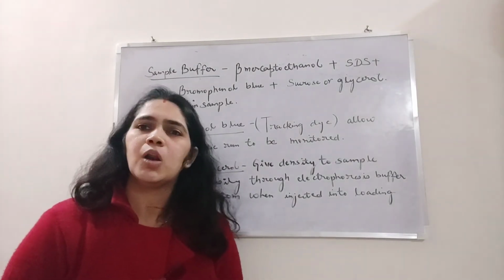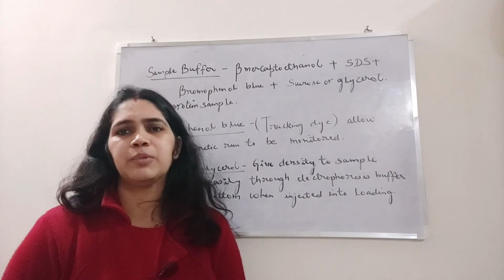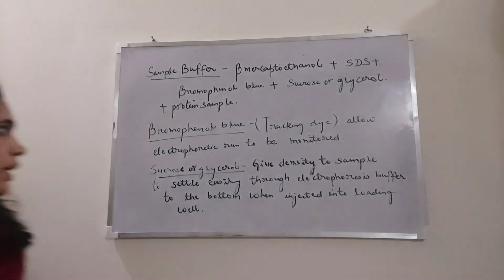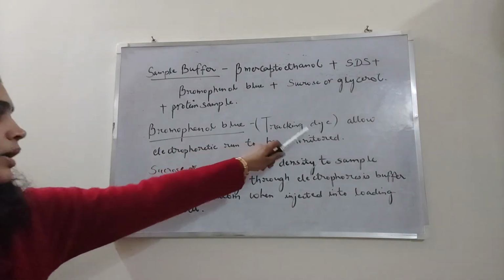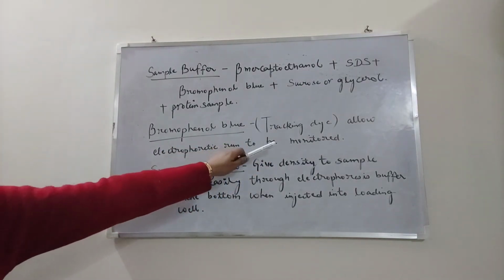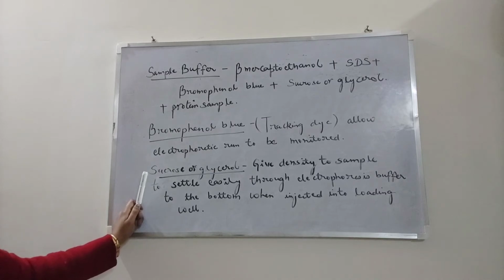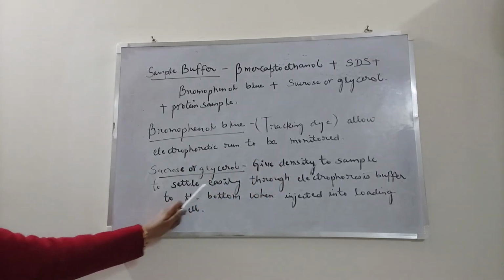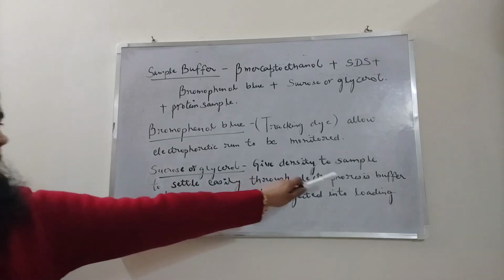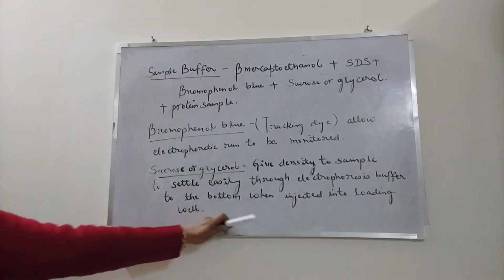The buffer solution, along with the SDS and beta mercaptoethanol, also contains bromophenol blue, which is a tracking dye and allows the electrophoretic run to be monitored, and sucrose or glycerol, which provide density to the sample so that it can easily settle through the electrophoresis buffer to the bottom when injected into the loading well.